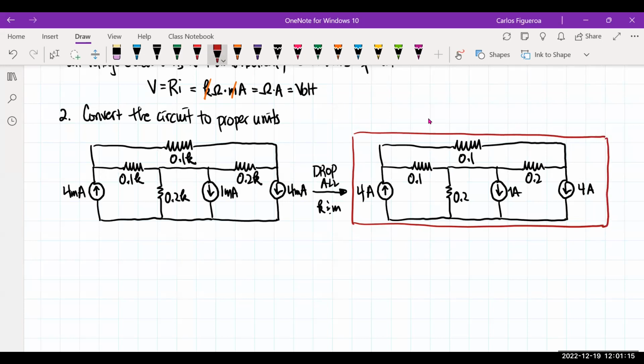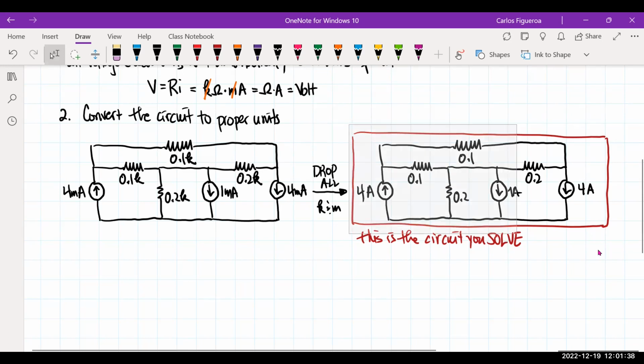Okay, this is the circuit. This is the circuit you solve. Not the one with the kilo ohms. You solve this circuit. So let's copy this and let's get going here. Now I'm going to do the same thing that we talked about in lecture, and start my process.